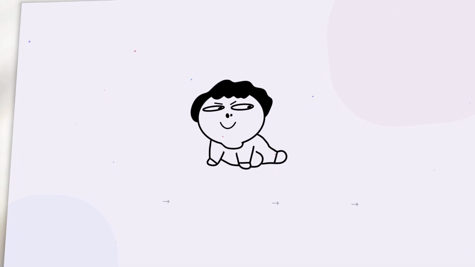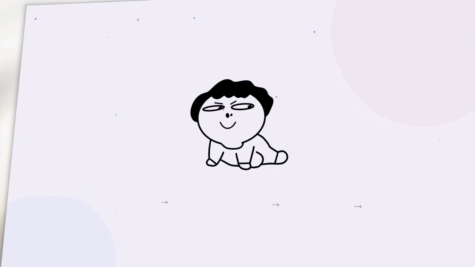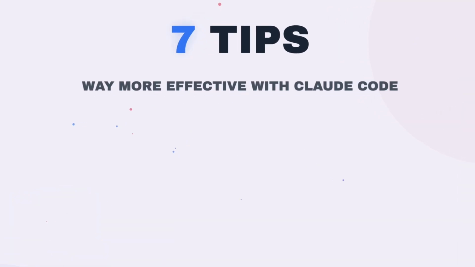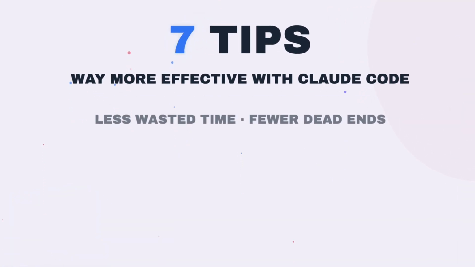Most people use AI to code the same way. Throw in a request, paste whatever comes out. If it runs, ship it. If it doesn't, ask again. Here are 7 tips that'll make you way more effective with Claude Code. Less wasted time, fewer dead ends.